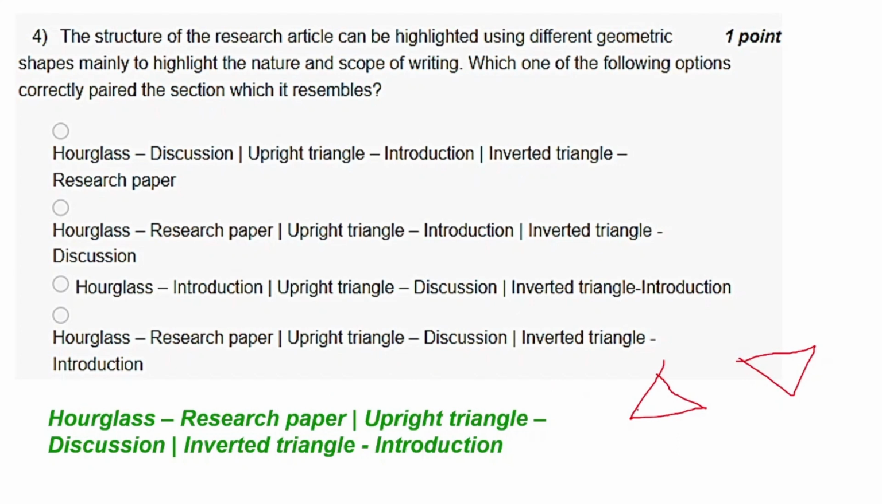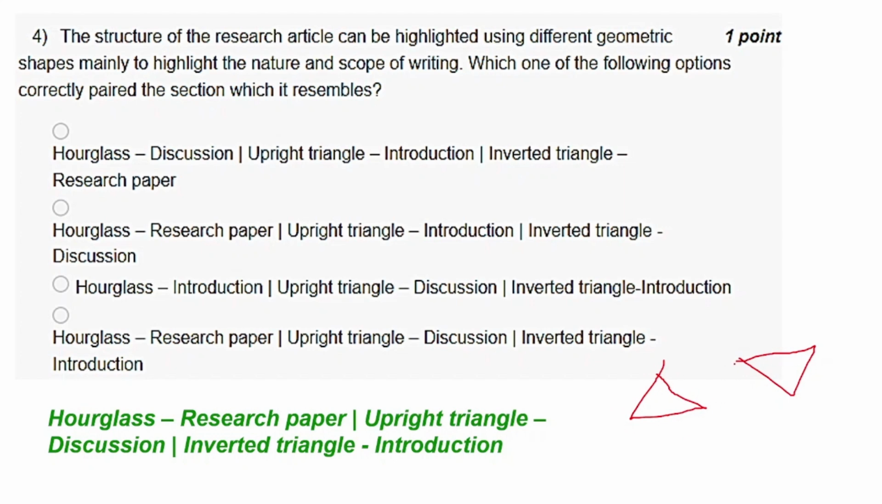Why does upright triangle mean discussion? Because in the discussion section you're moving from a very narrow portion to a broader base. You're moving from your very narrow specific study findings to the broader aspect of future scope. You're saying that I have worked with this and then I'll move ahead, and these are the questions that still need to be addressed. So that is how it very clearly represents an upright triangle.